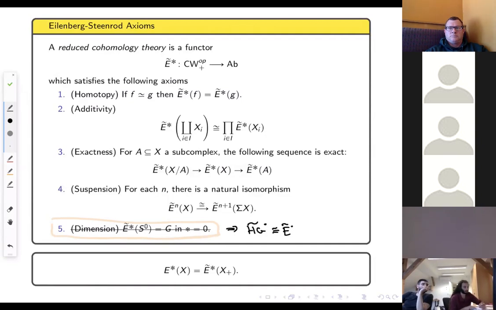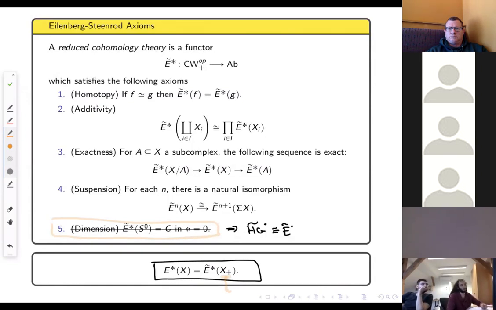Now maybe the word reduced bothers you. If it does, don't worry. You just pass from reduced to unreduced by defining the unreduced cohomology of a CW complex X as the reduced cohomology of the space X with a disjoint base point adjoined.